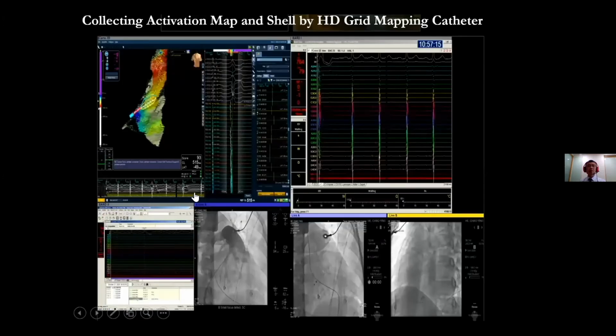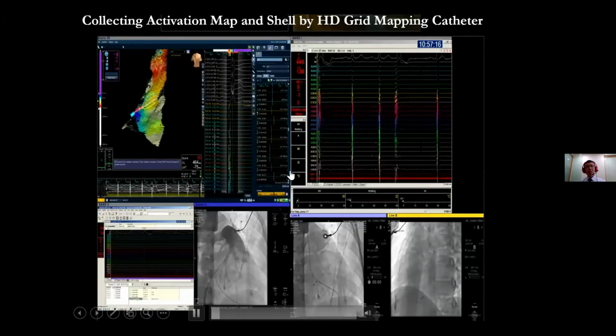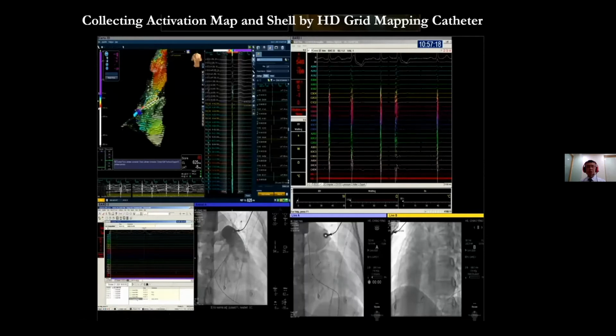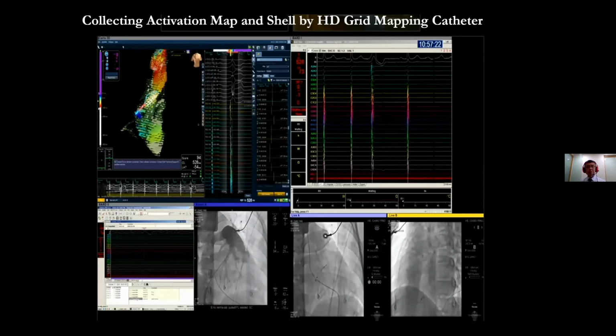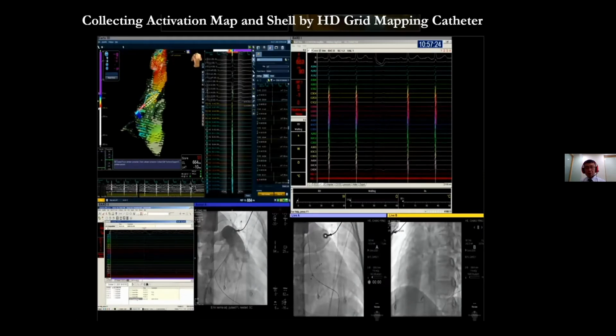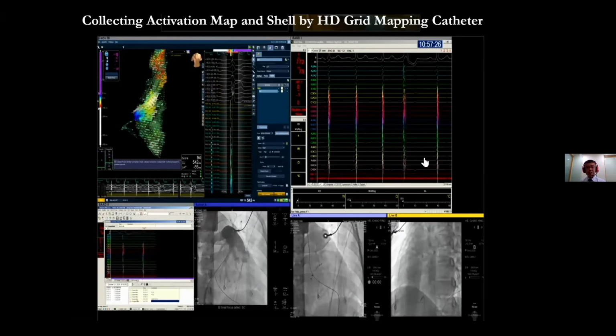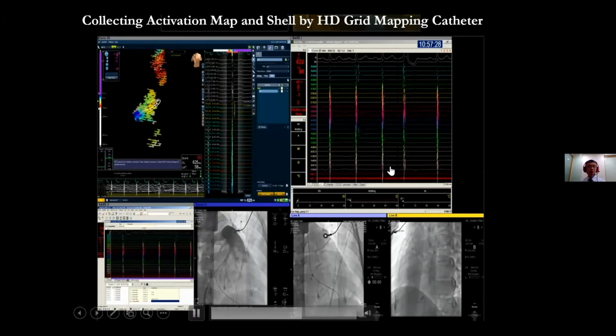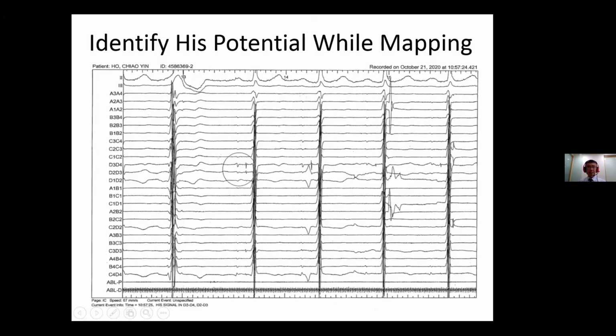Okay, so for our case, in the beginning, we use the HD grid to make a geometry, as well as the activation map coming from the PVC. But maybe it is somewhat difficult for you to see the signal because the monitor is small, so maybe I would directly go to the next slide.